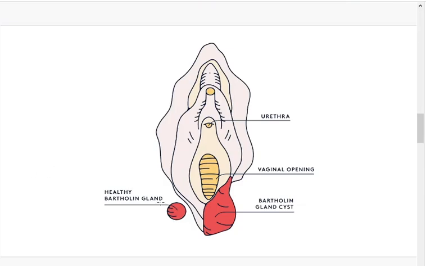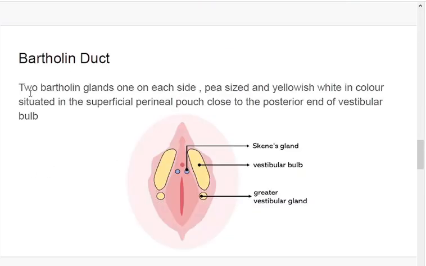And what is the vestibular bulb? Bartholin glands: two on each side, pea-sized and yellowish white in color, situated in the superficial perineal pouch close to the posterior end of the vestibular bulb. These are the vestibular bulb.